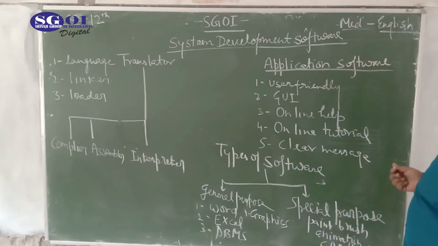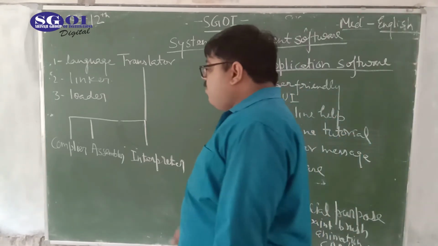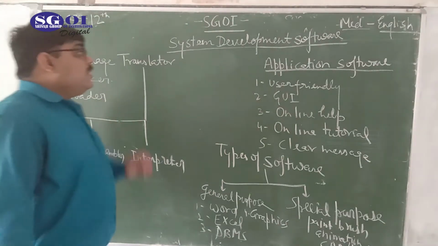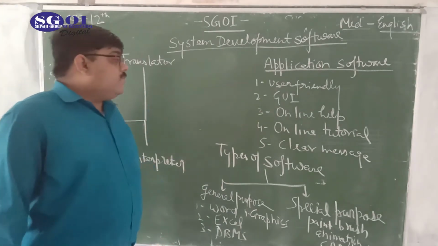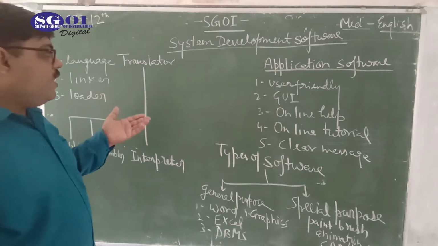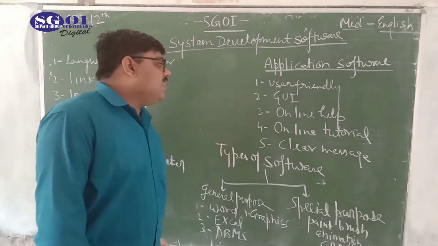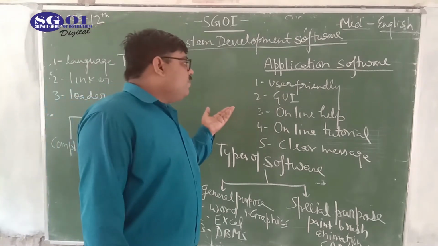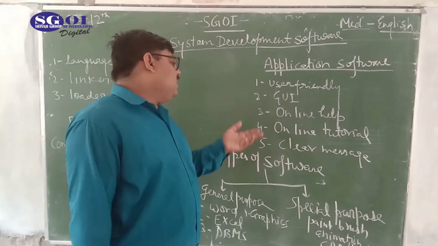Then we understand what are application softwares. Application softwares are those softwares which run on the system software platform, and they are very useful for people. There are many features of application softwares. Application softwares are user friendly. They use the GUI feature, that is graphical user interface. We can use application software with the help of online help, online tutorial and clear messages.